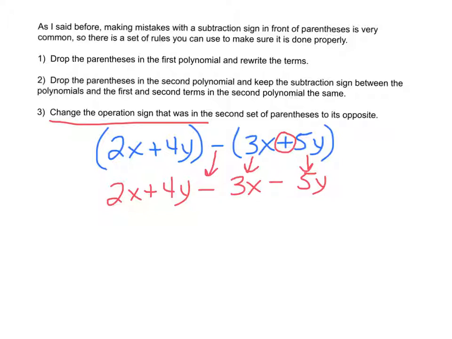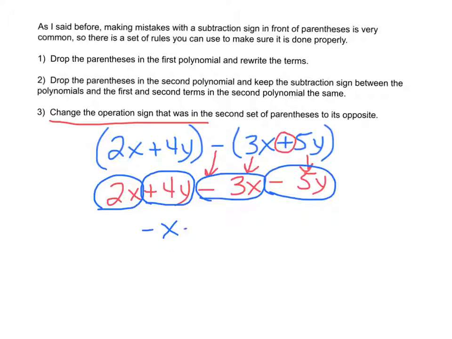Now I'm going to go through and combine my like terms. I have 2x subtract 3x, which gives me a negative x. I have a positive 4y subtract 5y, which gives me subtract y. Once again, I could write that instead as negative x plus a negative y. It doesn't matter, but you would most likely see it written in a book that particular way.